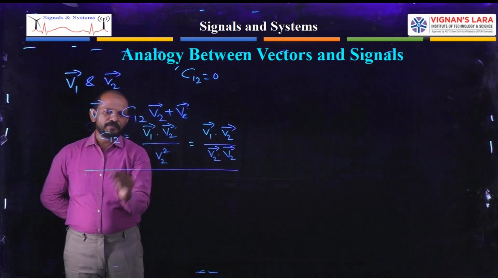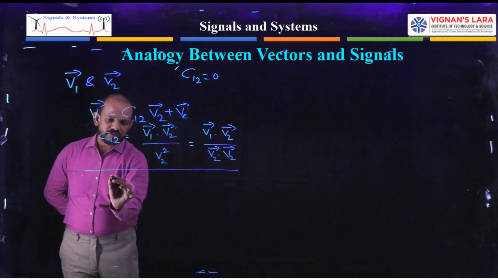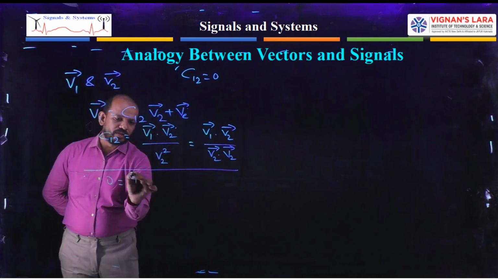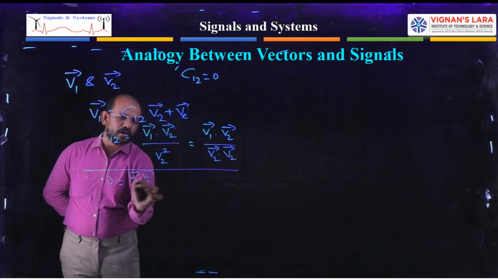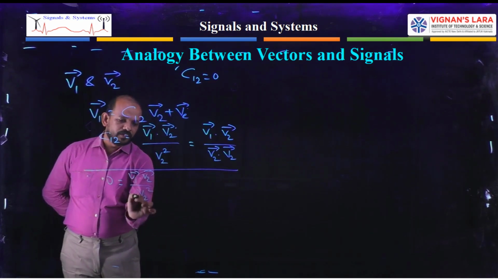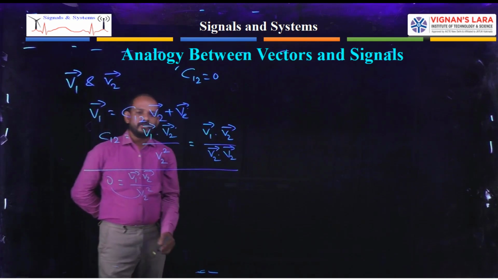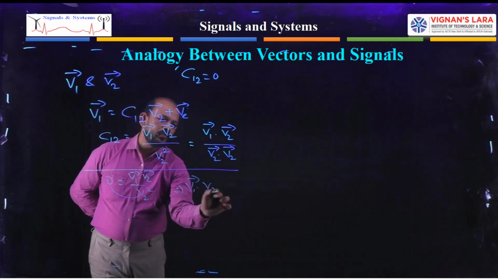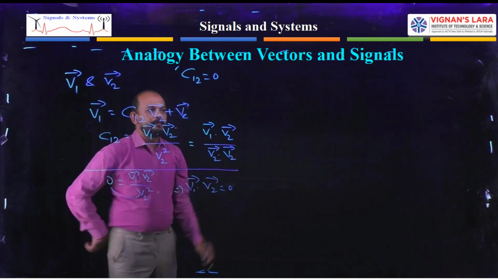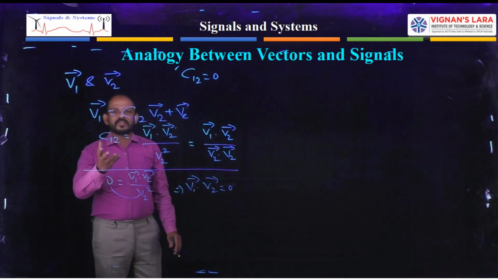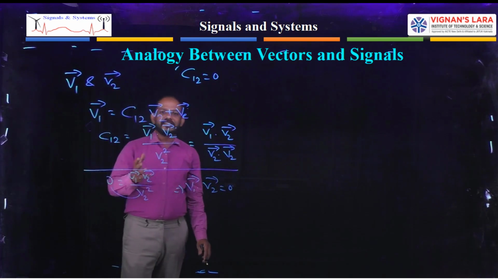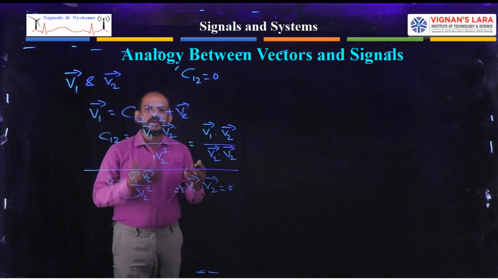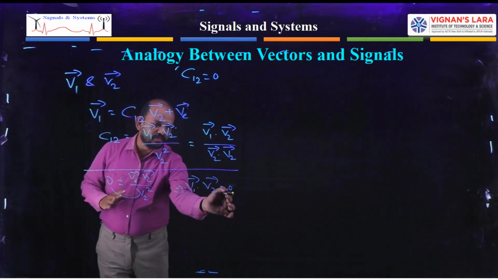Simply, if you write 0 equal to V1 bar dot V2 bar by V2 square, then cross multiplying, V2 square into 0 is 0. That implies V1 bar dot V2 bar will be equal to 0. So if the dot product of two vectors is 0, then we can say that two vectors are orthogonal to each other. So this is regarding vectors.